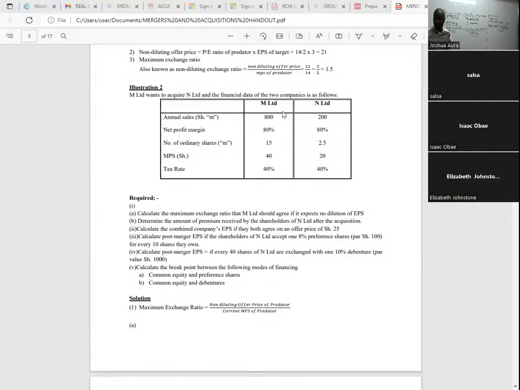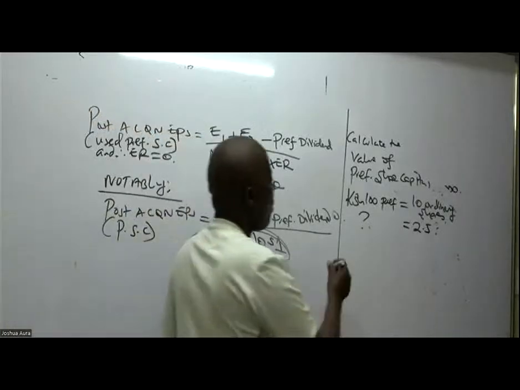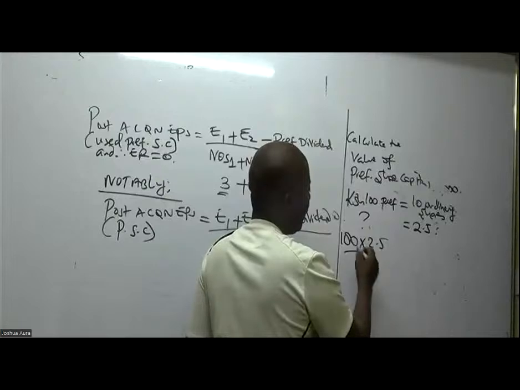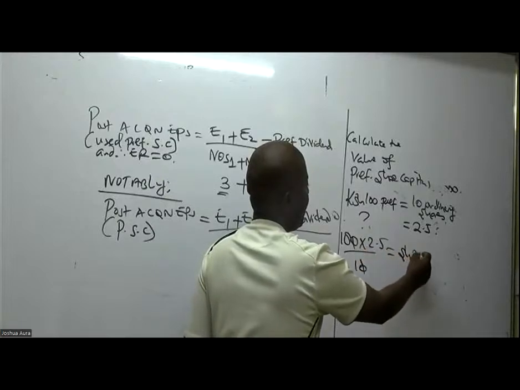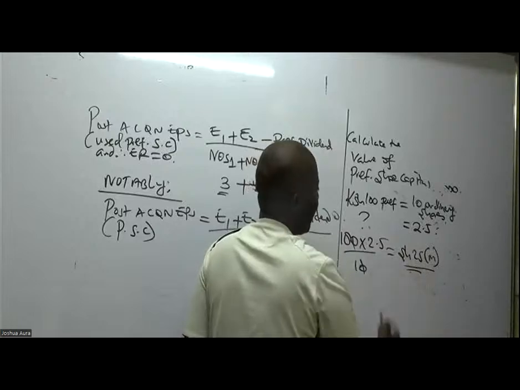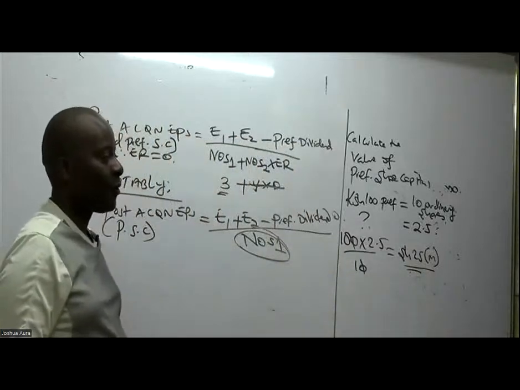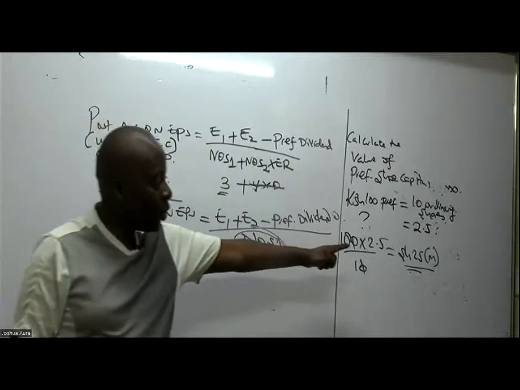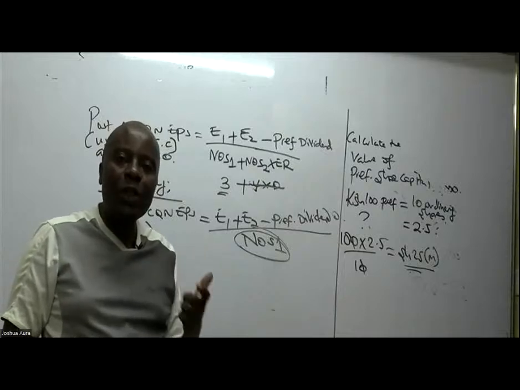All right, so I'm being given a figure of 25. If you try cross multiplying here, it will be 100 times 2.5 all over 10, which at the end of the day is 25. Of course, they are in millions, so shillings 25 million.